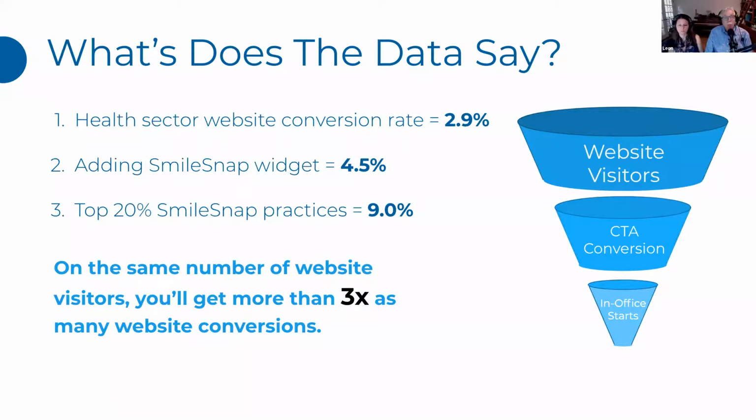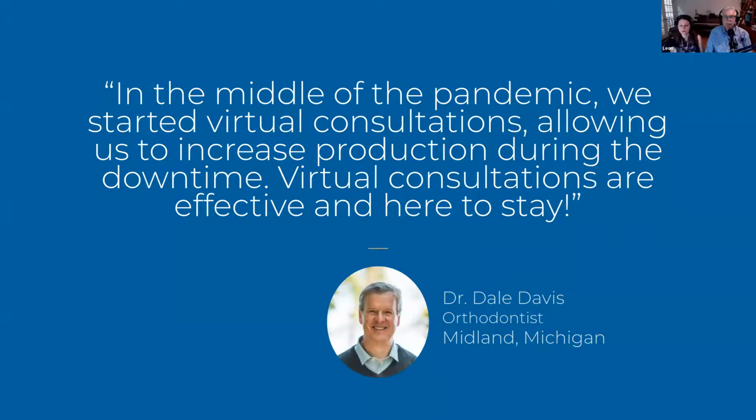And guess what? When SmileSnap shared some of these numbers with us, the top 20% of their practices are converting at 9% because they're leveraging all three of what we're going to be talking about today. So for the same number of web visitors, you'll get at least three times as many web conversions. And when you think about pay-per-click and other expenses, there's considerable savings there.